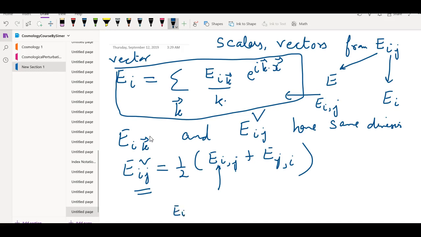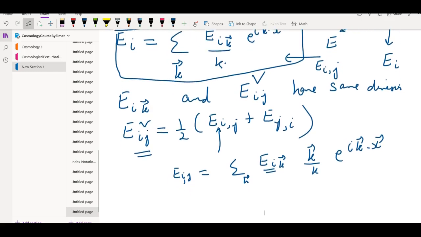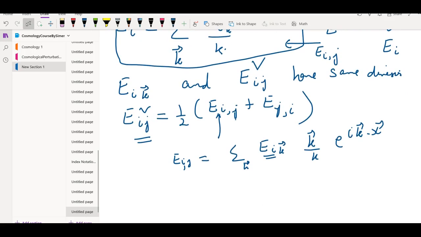So Eij will be Eik and this. So you see that Eij and Eik have the same dimensions, and that is what we want. So we want them to have the same dimensions. That is why we divide by a factor of k.